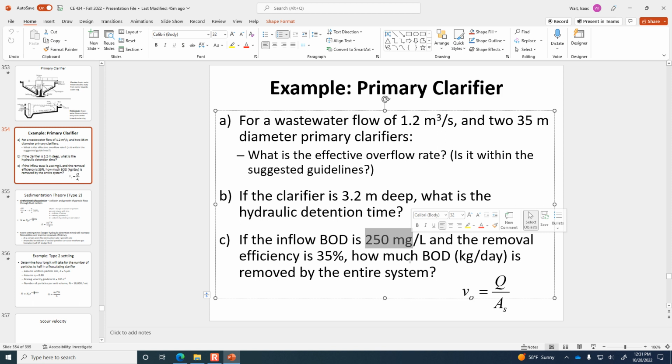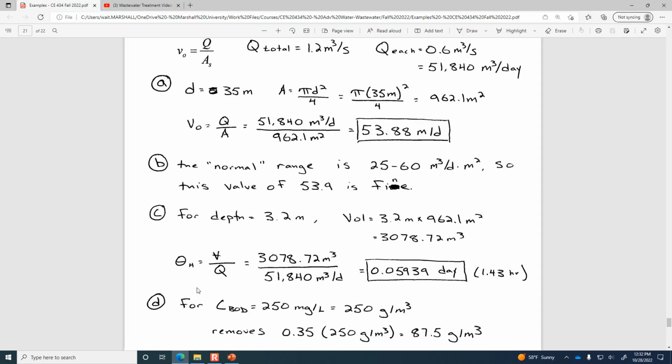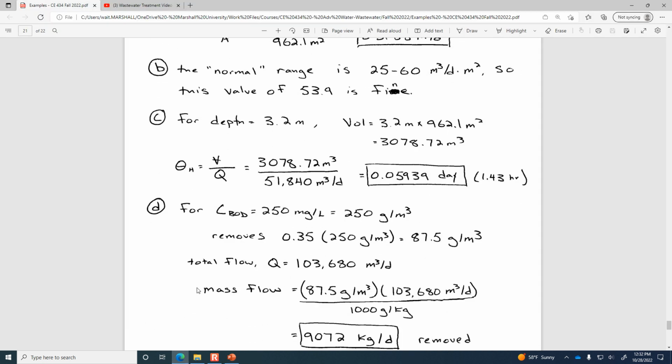So that means with 35% efficiency, we're actually removing 87.5 grams per cubic meter. So we multiply the amount of removal by the flow rate. And so we're removing 9,072 kilograms of BOD per day.